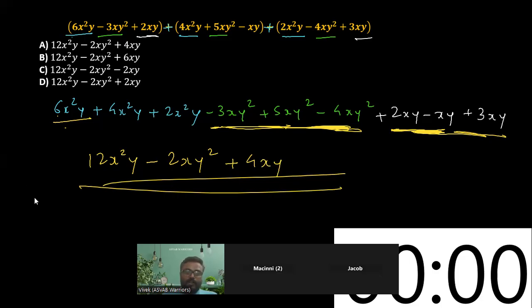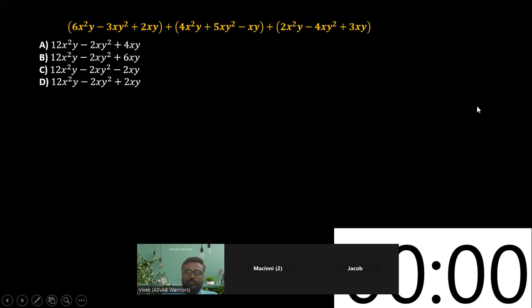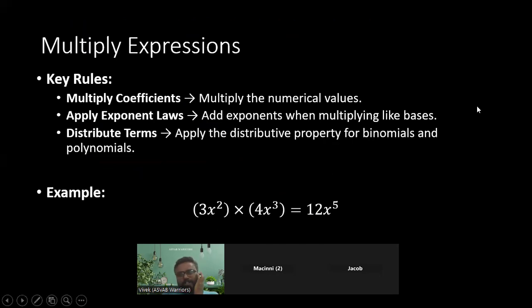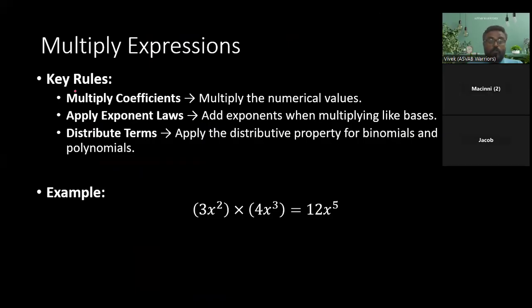Now let's move on to the next topic. The next topic is how do we multiply expressions? So how do we exactly multiply the expressions? Now, key rules. First thing, multiply the numerical value. If you observe carefully over here, you just need to multiply the numerical values first, then apply the exponent law.